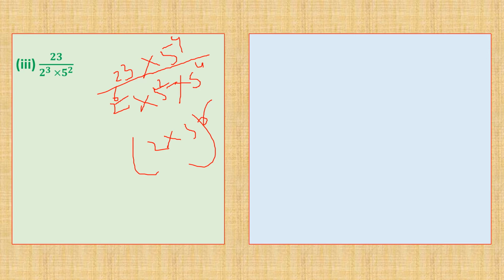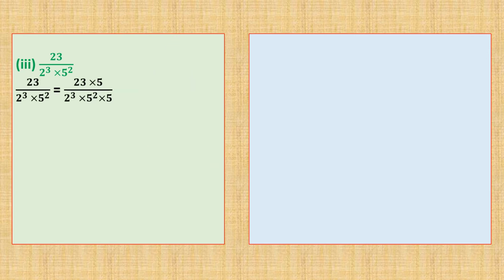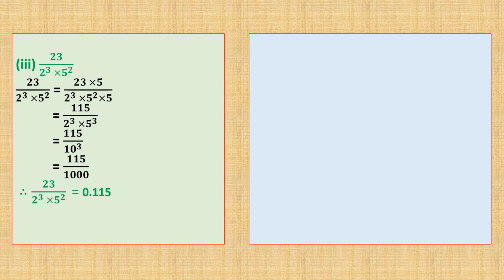Clear? So the next step will be like this. As we want only one 5, I am multiplying here one 5 and here one 5. So it will give like this, 23 into 5 is 115. Both the powers are the same, so it will be 10 cube. So 10 cube means 1000, right? So first write the numerator as it is, 115. Here there are 3 zeros, so 1 2 3, so I can put a decimal and 0. Clear? So it is 0.115.